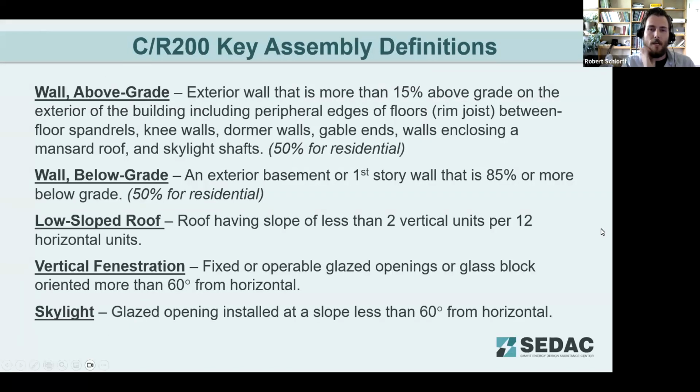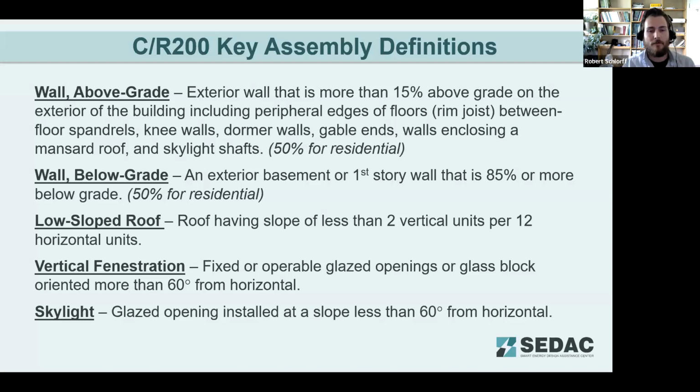Moving on to a few more key assembly definitions. So a little bit of a recap from what Ryan discussed earlier. Walls above grade, if we're talking commercially, that's more than 15% above grade. It's more than 50% for residential. Below grade is 85% or more below grade for commercial, 50% again for residential.